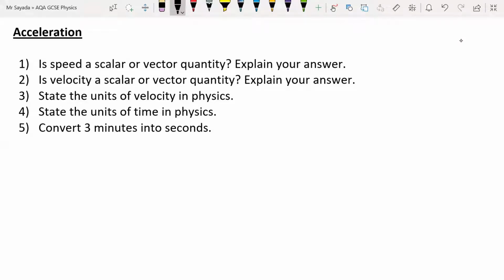In this video, we're going to learn about acceleration. We're going to learn about what it means, what is acceleration, and we're also going to learn how to use the main acceleration equation, which is acceleration is change in velocity divided by time. Please answer these 5 questions, pause the video, and once you're done, play.